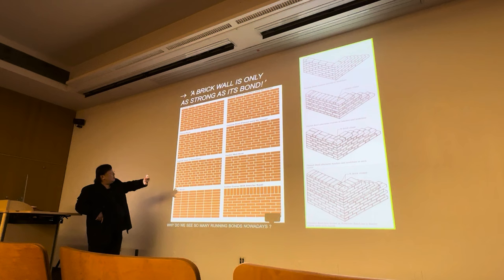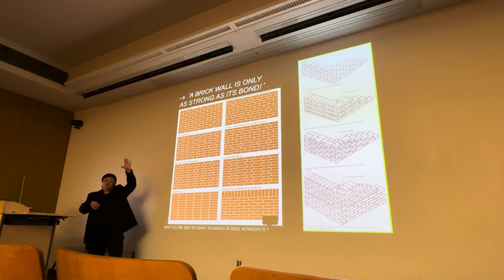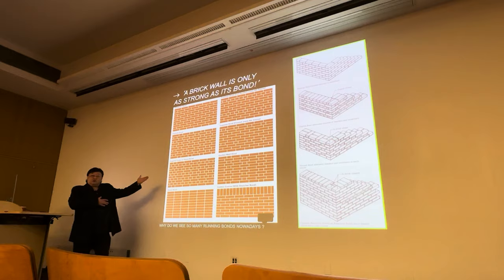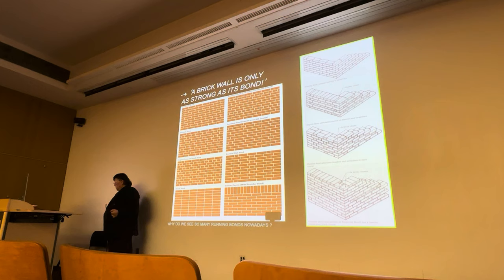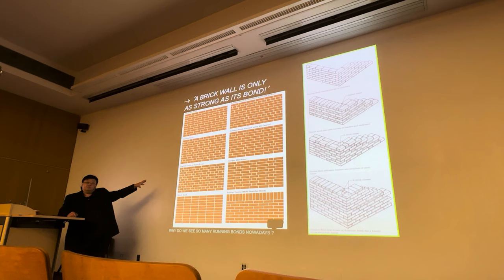For example, with stretcher bond, you put a top course of soldiers on top of your wall, and it becomes a soldier course, the soldier course on top of stretcher bond. So these bonds actually give you different looks, and also the strength of each masonry wall varies quite dramatically.